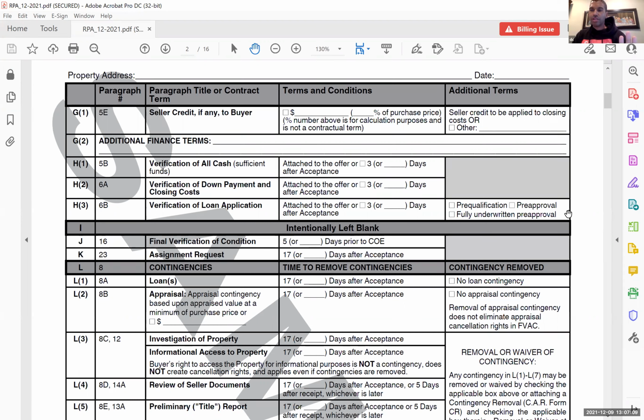I've got a quick question. I'm sorry to cut you off. Of course. So if I've got the pre-qualification letter, I've got the proof of funds, am I just leaving everything in this section blank except for the pre-approval check on 6B? Okay.